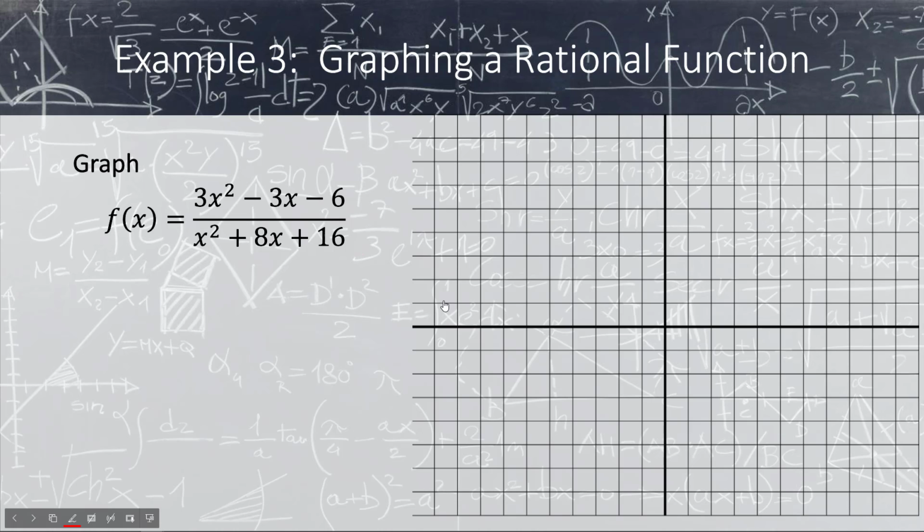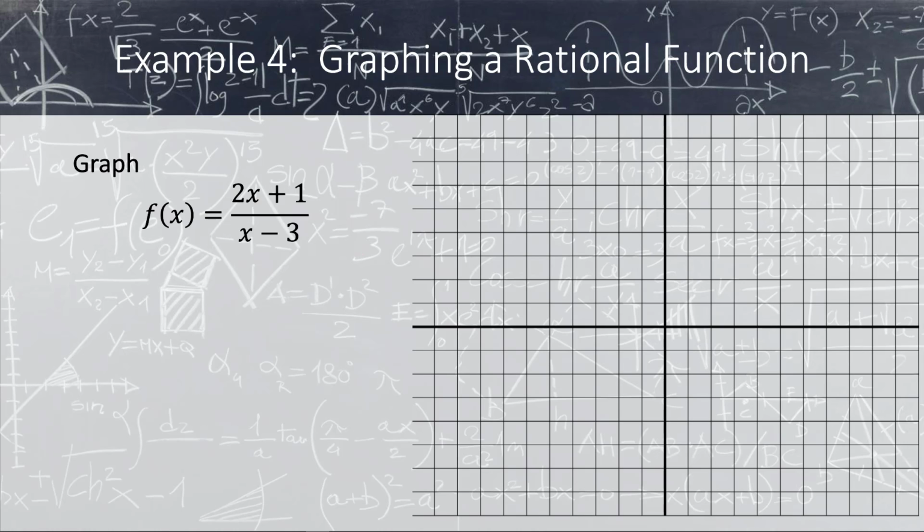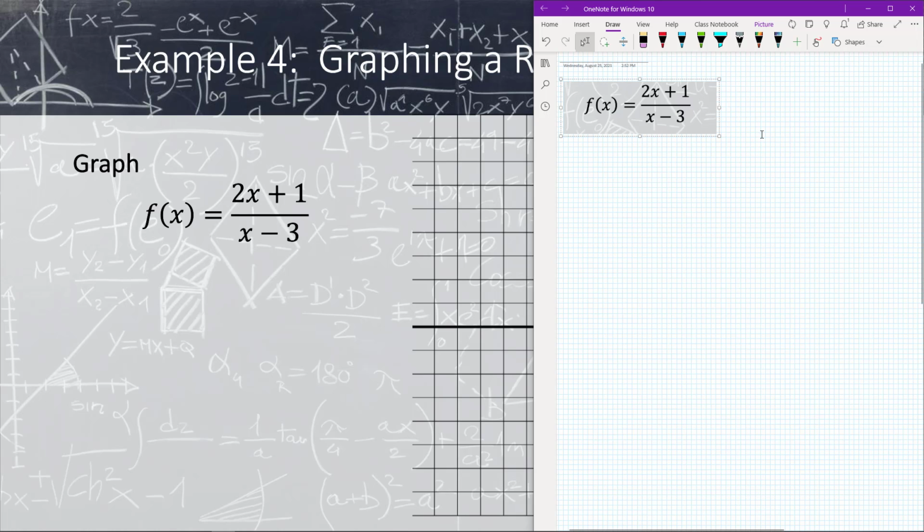Okay, so this brings us to another example. Here we want to graph 2x plus 1 over x minus 3. So let's go ahead and do that one. First I'm going to copy this and put this in OneNote. Okay, and here we go. Let's start off with our vertical asymptote. We can find that by setting the denominator equal to 0, and we find that the vertical asymptote is x is equal to 3.